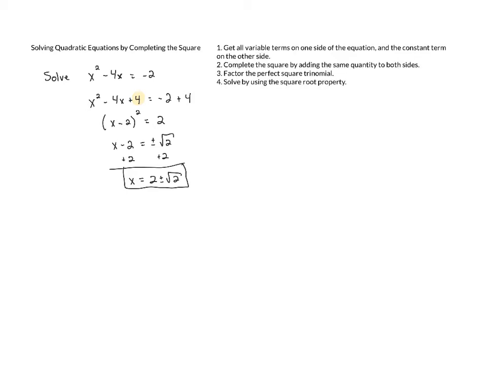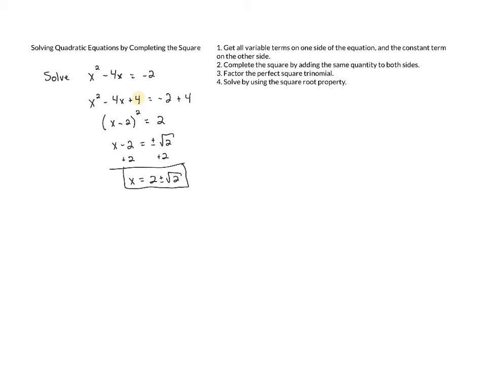I do want to write out step by step how we solve these quadratic equations by completing the square so that you've got something that you can follow while you're doing the practice problems. So let's write out these steps. The first thing we're always going to want to do is get all the variable terms on one side and the constant term on the other side. Now this was done for us already in this problem. We had the variable terms on the left and the constant term on the right.